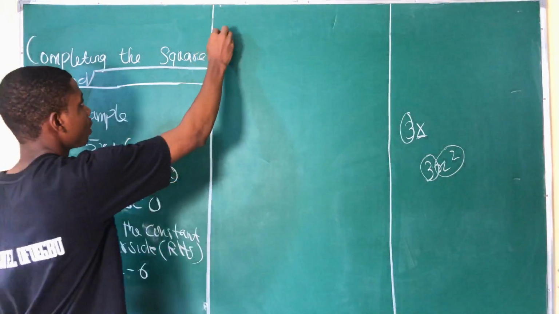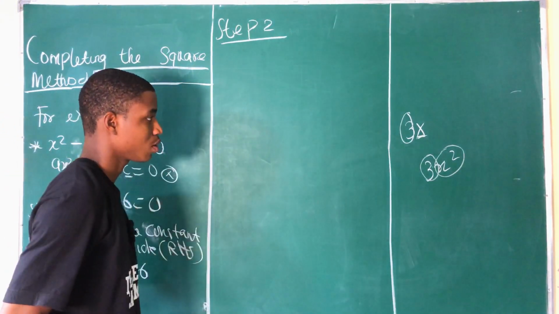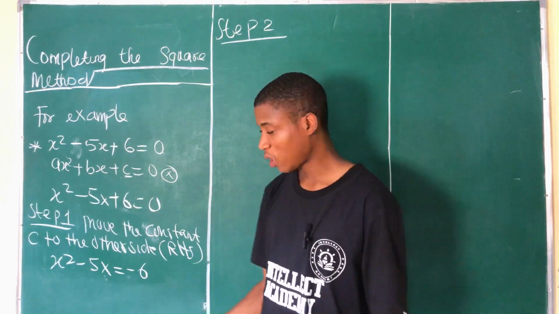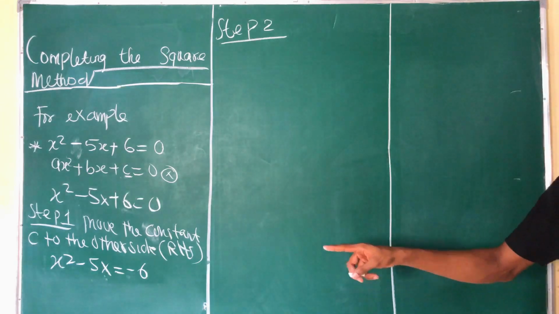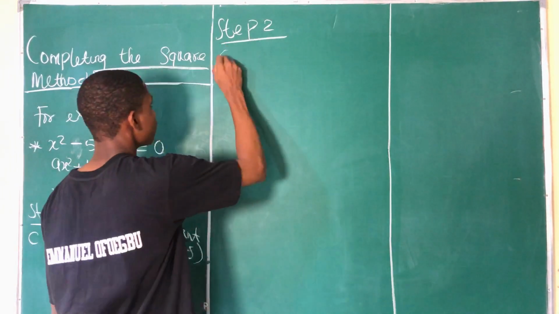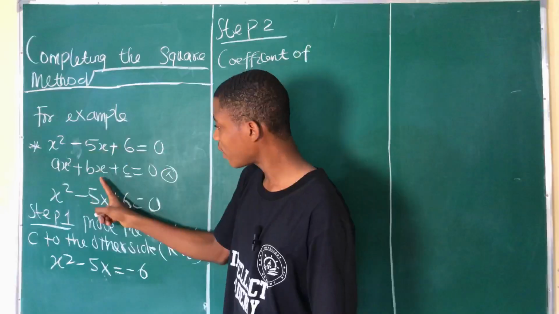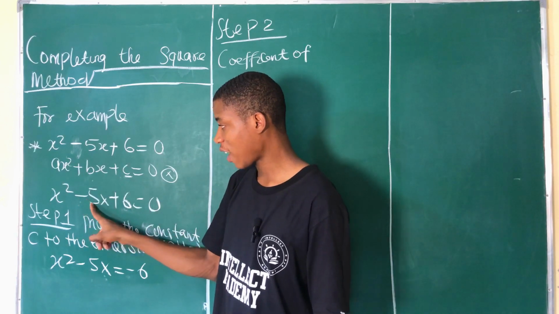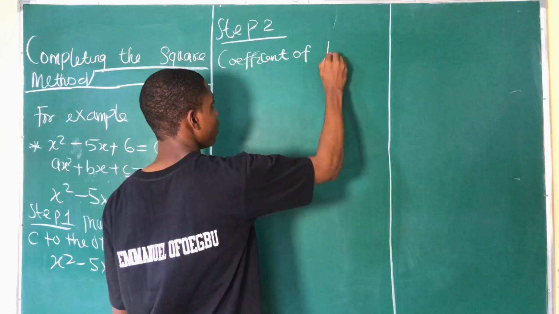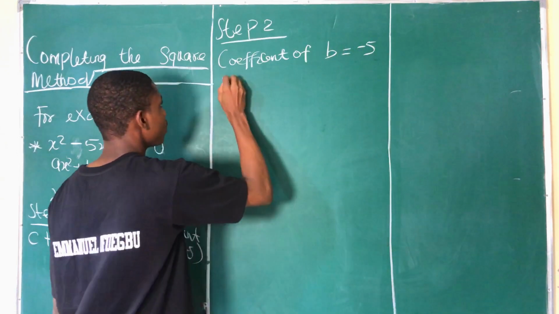Okay, now let's go into step 2. Easy concept. The coefficient of x here is negative 5, right? Comparing with the general equation, we have negative 5 as the coefficient in the equation given. So therefore, the coefficient of b, in this case, is negative 5.